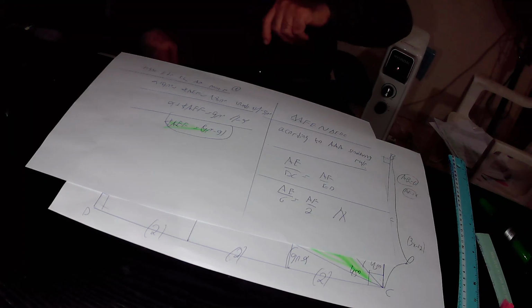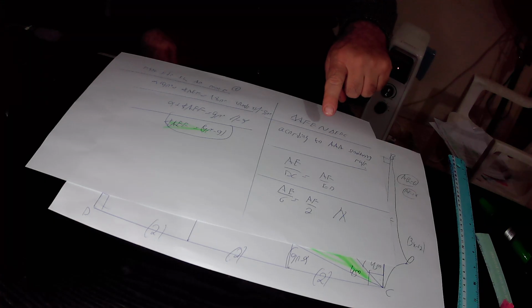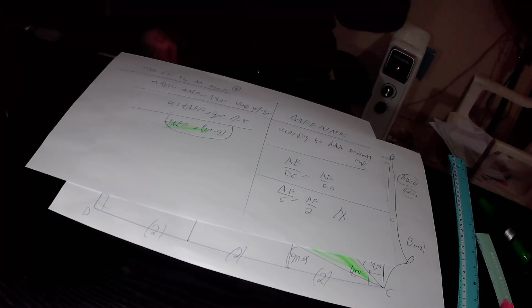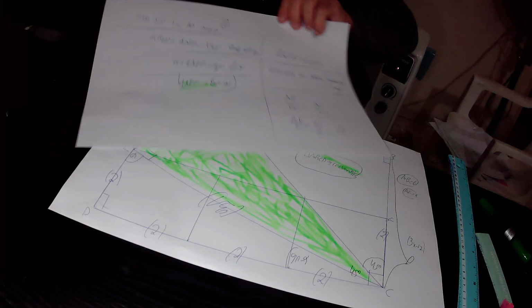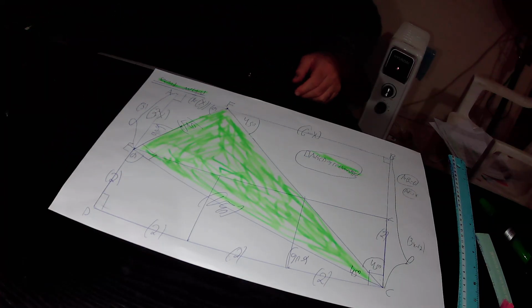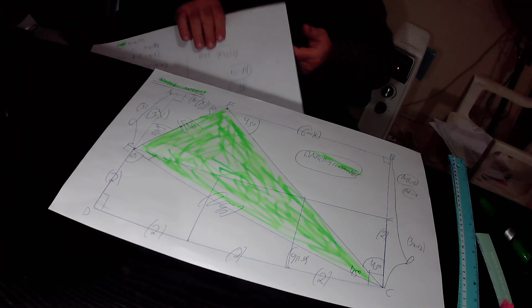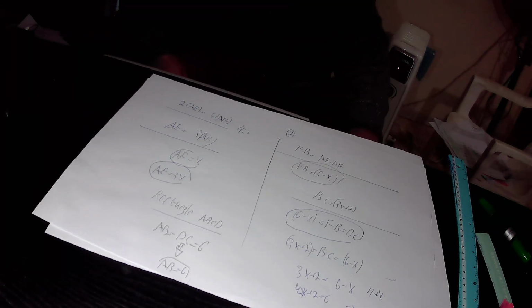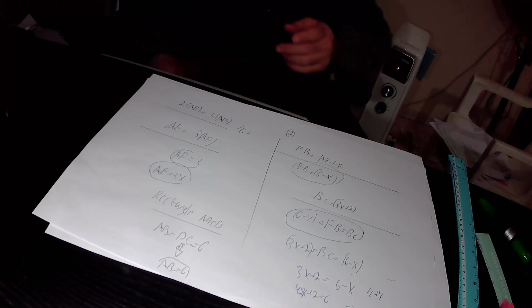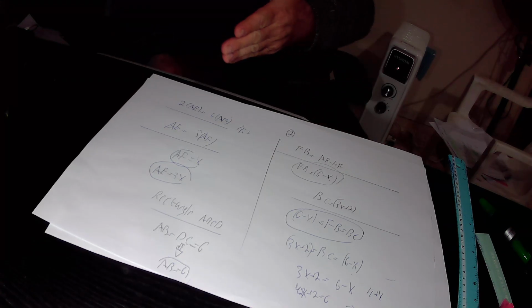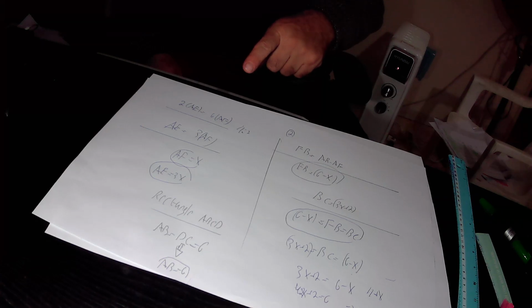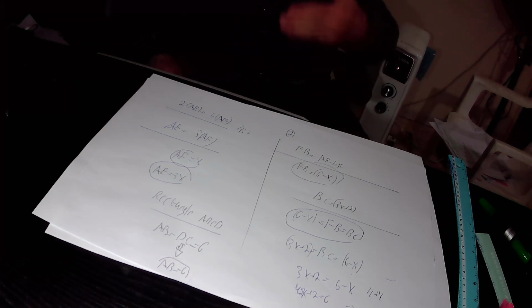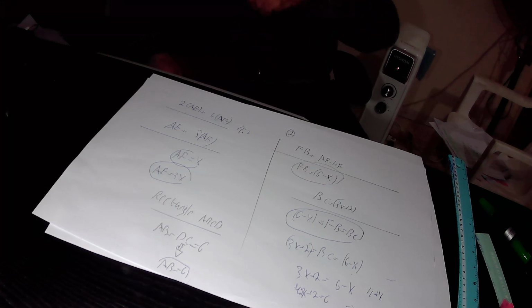AE is the missing side, so it is over DC, which is 6. AF is the missing side, and AD is 2. So in total, we know that AE over 6 equals AF over 2. We multiply the equation, and we find that 2 times AE equals 6 times AF. Here we divide the equation by 2, and we find that 2AE over 2 is AE and 6AF over 2 is 3AF. So in total, we found out that AE equals 3AF.